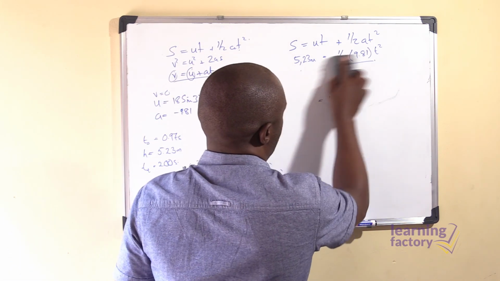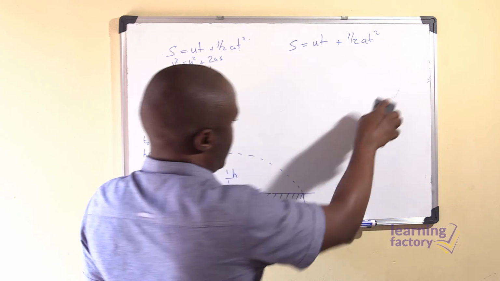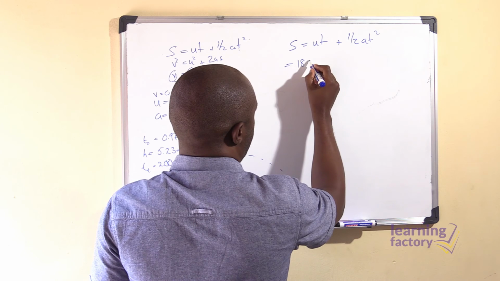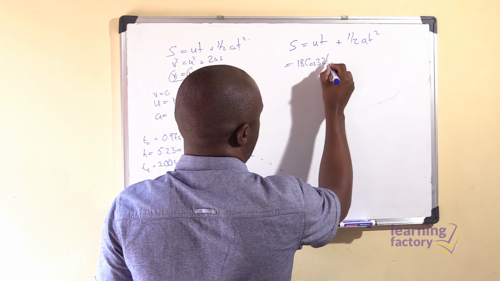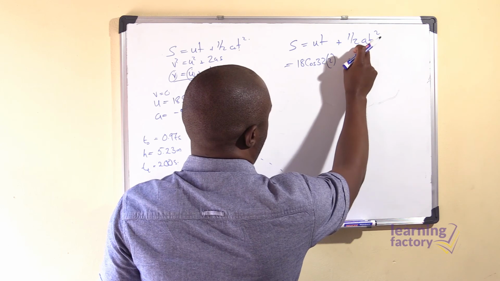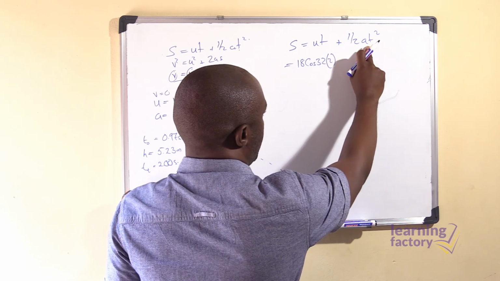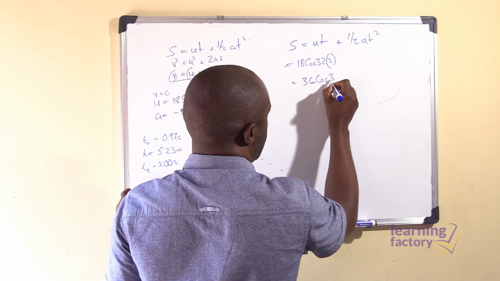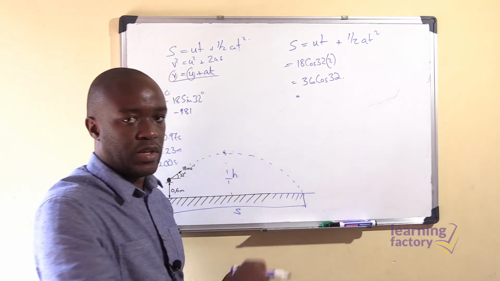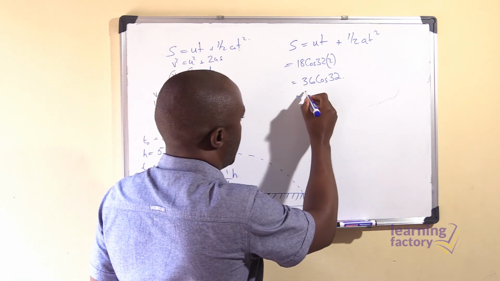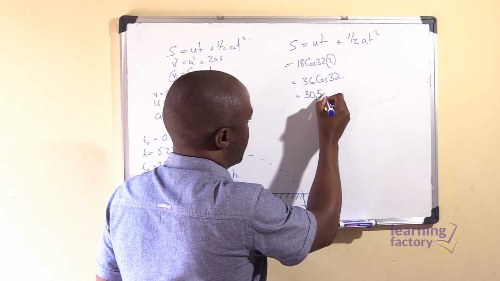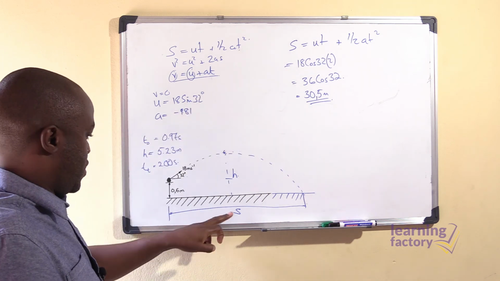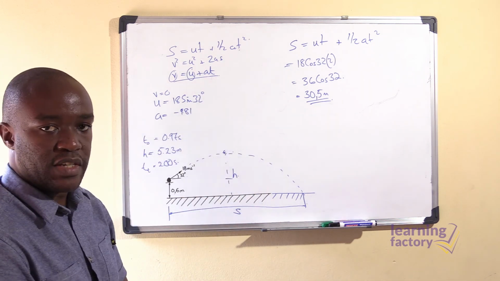So once again, s equals ut plus half at squared, and the value of s becomes 18 cosine 32 times 2 seconds. We know our acceleration is 0, so we resolve for that, equals 36 cos 32. Putting that into our calculator, the value we get is 30.5 meters. So our value of s is 30.5 meters.